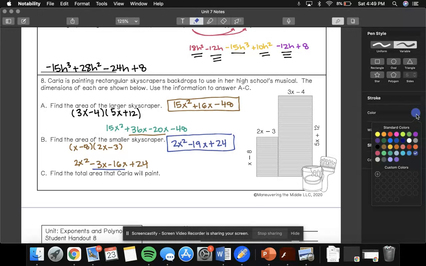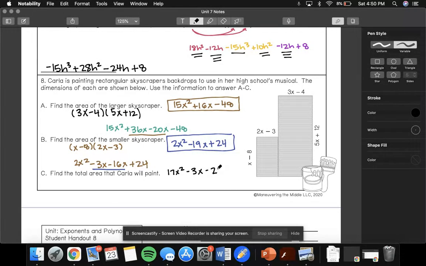All right. Final question is, find the total area that Carla would have to paint. So we would have to find the total, which means we would have to add like terms. Okay. So we would get our x squareds together, 17x squared. 16x and negative 19x would be negative 3x. Negative 48 and positive 24, which would be negative 24. So the total area would be 17x squared minus 3x minus 24.